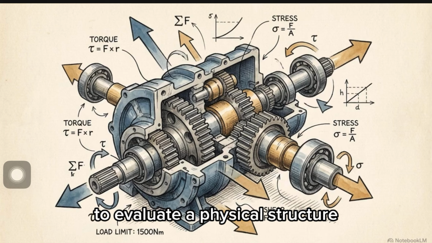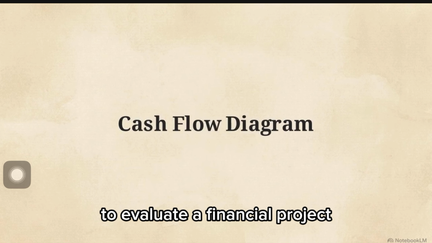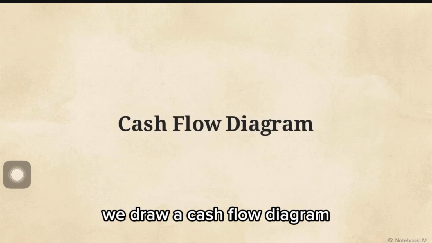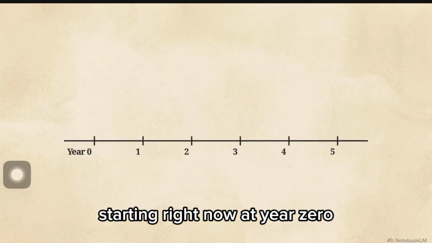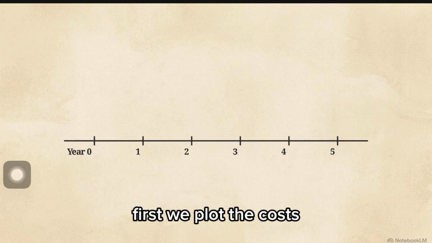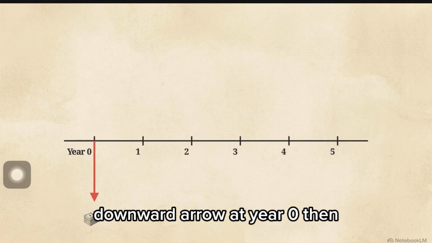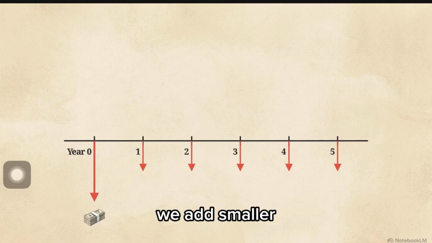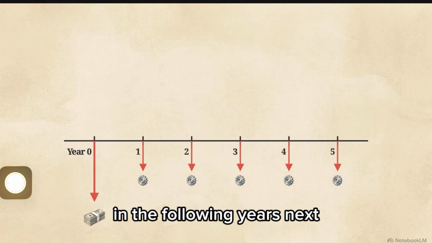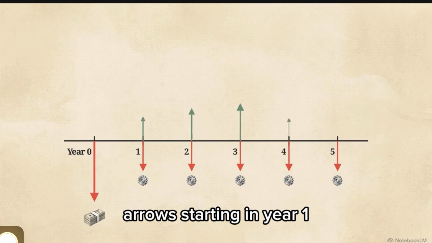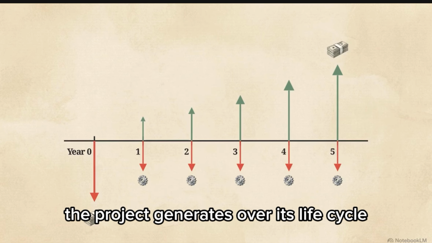To evaluate a physical structure, an engineer draws a free body diagram. To evaluate a financial project, we draw a cash flow diagram. This horizontal line represents the project timeline, starting right now at year 0. First, we plot the costs. The initial investment to build the project is a large downward arrow at year 0. Then we add smaller downward arrows for periodic maintenance in the following years. Next, we plot the benefits. Upward arrows starting in year 1 show the revenues or cost savings the project generates over its life cycle.